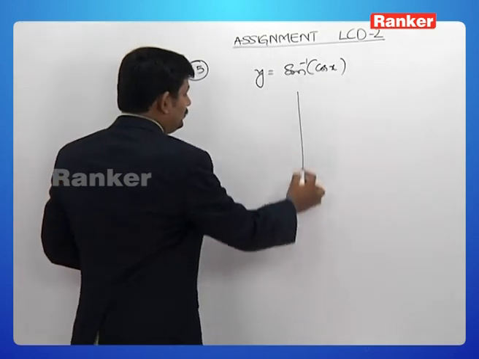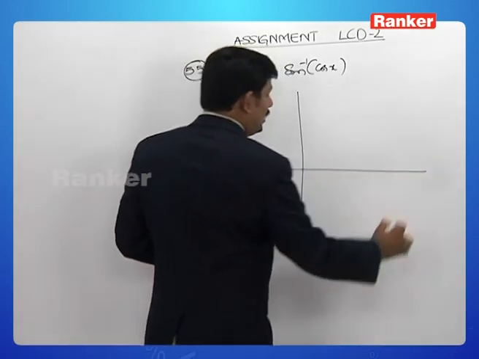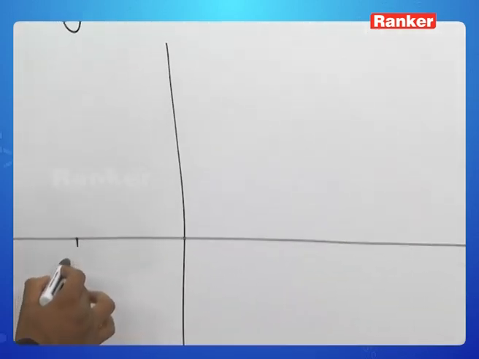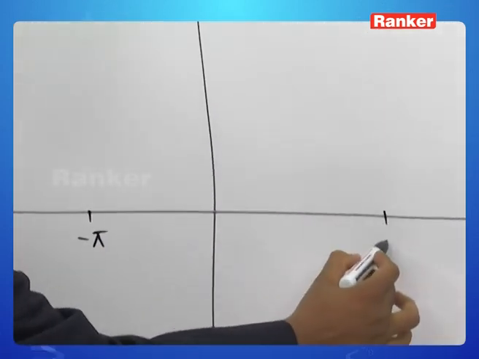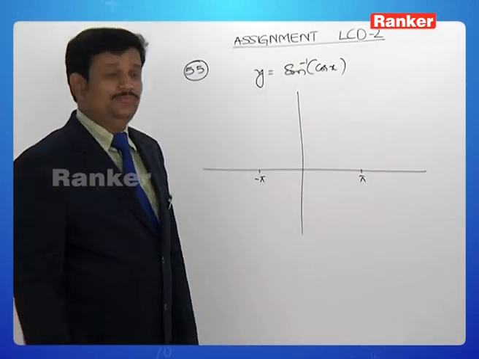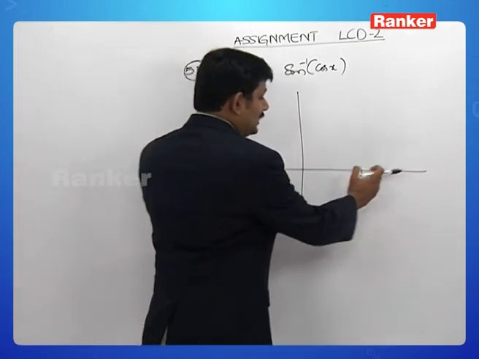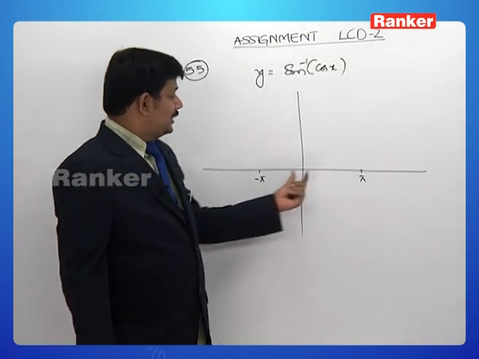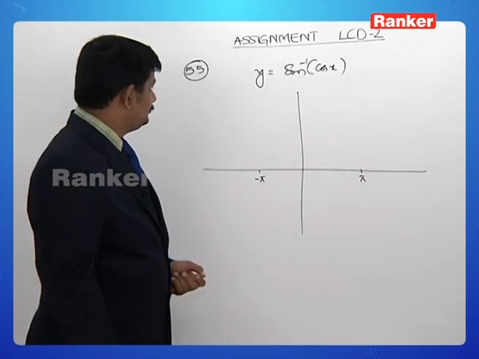Because it is periodic with period 2 pi, let us draw a graph of this function from x equal to minus pi to x equal to pi, and the same graph will repeat itself. Because of periodicity, we can cut paste the same graph once we plot the graph from minus pi to pi.